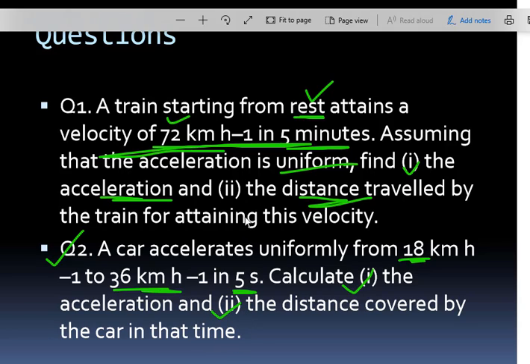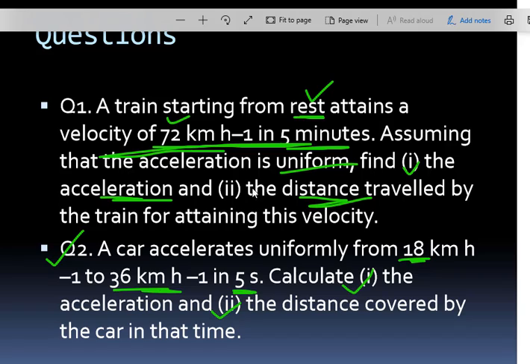So these two questions are the same. The only difference is in question number 1, the initial velocity of the train was 0. Here the initial velocity is 18 km per hour. Final velocity is 36 km per hour. So all you do is convert this kilometer per hour into meter per second, the initial and final velocity.